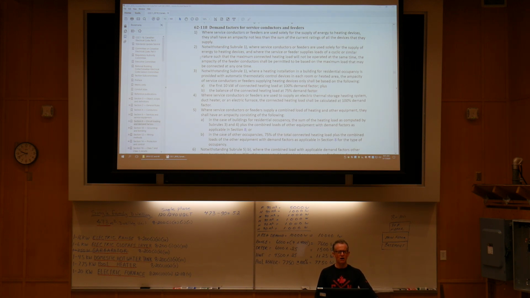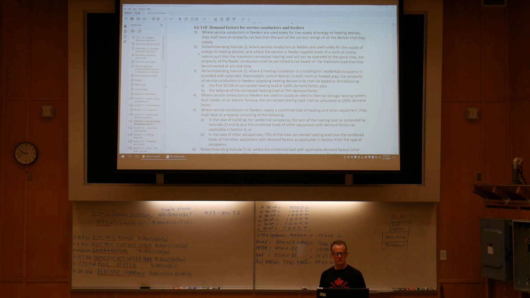Subrule 2 has a notwithstanding clause. So really it means in spite of what it says in 1, we're allowed to do something different in this rule. And what it says is, where service conductors or feeders are used solely for the supply of energy to heating devices, and where the service or feeder supplies loads of a cyclic or similar nature such that the maximum connected heating load will not be operated at the same time, the ampacity of the feeder conductors shall be permitted to be based on the maximum load that may be connected at any one time. So that says feeder. We're doing a service conductor here, so subrule 2 is out. We can't apply it. So we carry on to subrule 3.